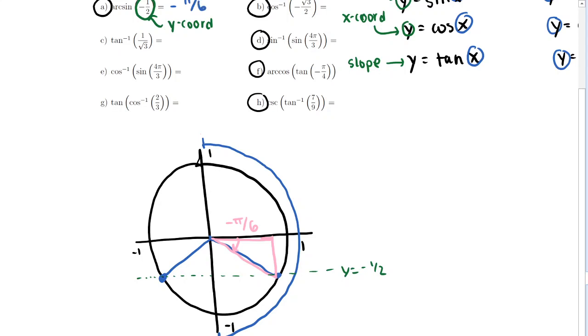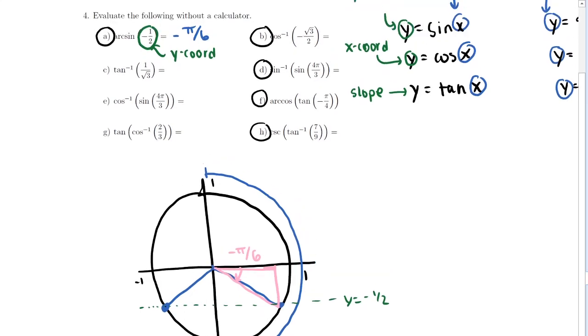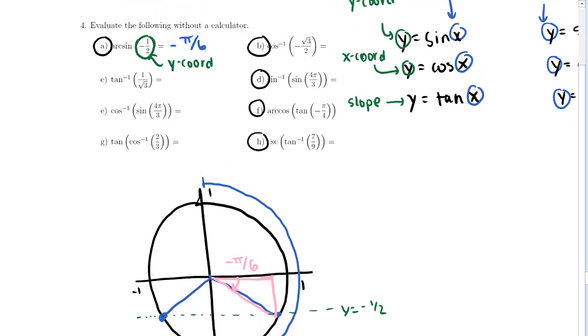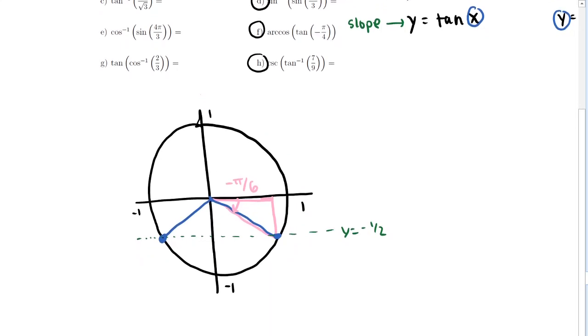Okay, what about cosine inverse of negative square root of 3 over 2. So here, negative square root of 3 over 2, this is an x coordinate on our unit circle. And so let me redraw this picture. So we've got negative square root of 3 over 2 as an x coordinate on our unit circle. So that's about here. And so this is x is equal to negative square root of 3 over 2.